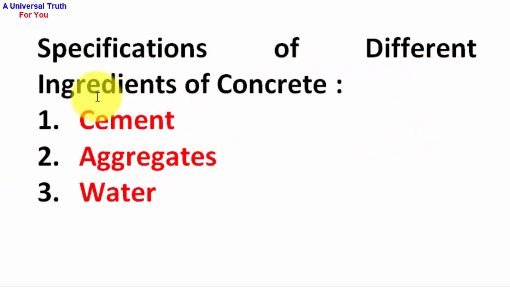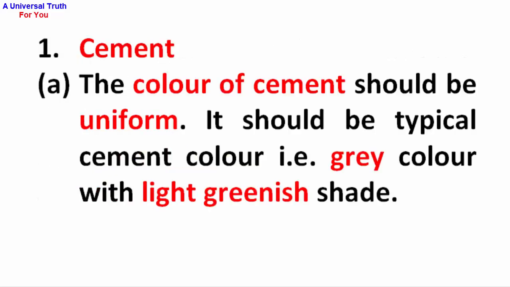Specifications of different ingredients of concrete. Number 1, cement. Number 2, aggregate. And number 3, water. In cement, A point, the color of cement should be uniform. It should be typical cement color, that is gray color with a light greenish shade.